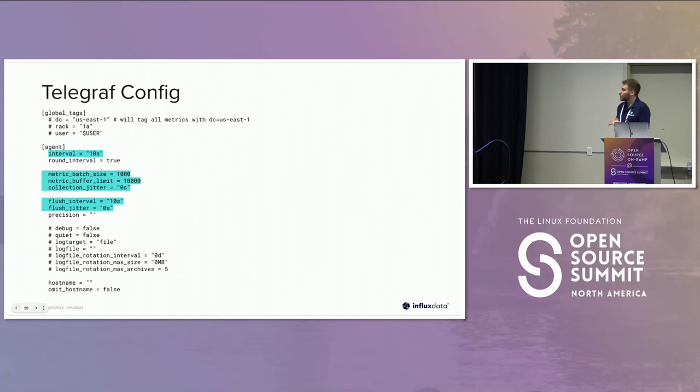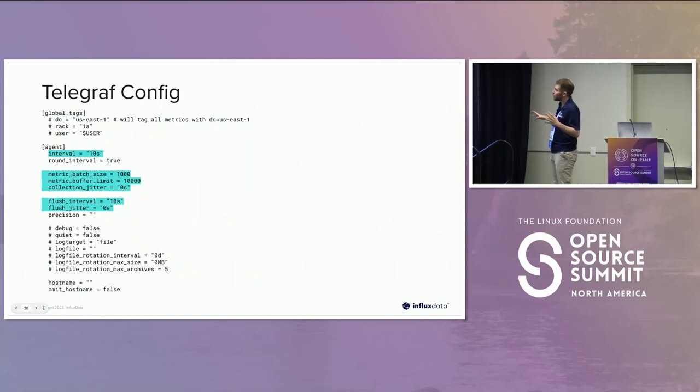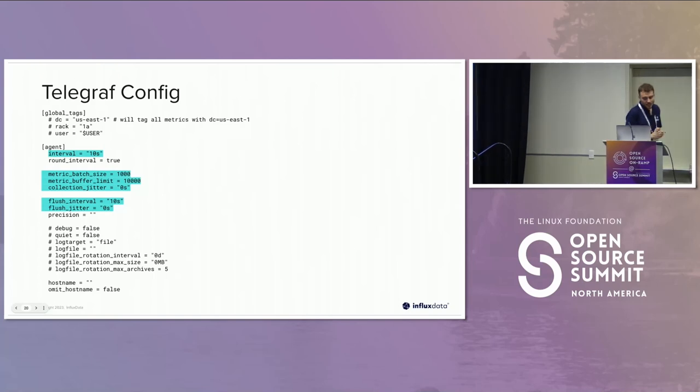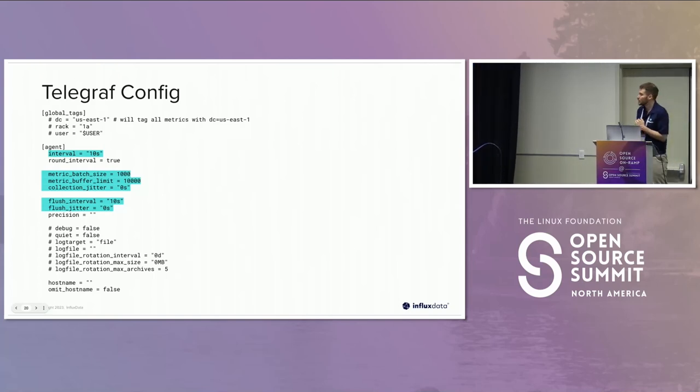So here's a Telegraf config. This is basically the agent config. This is the global config. What you can see here is some simple configuration-based bits that I wanted to highlight just to get you started.